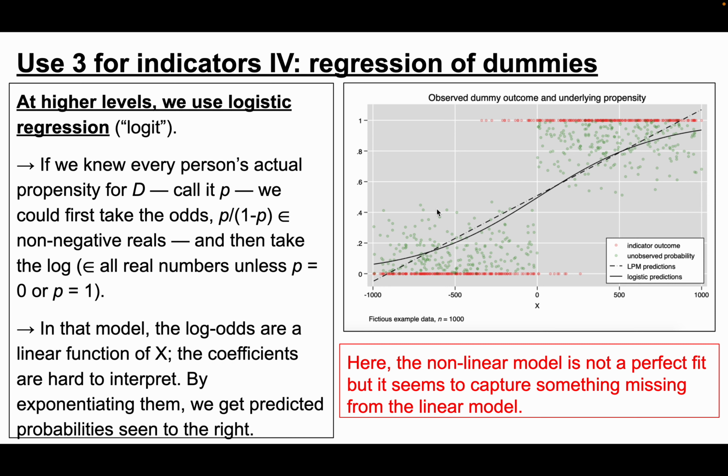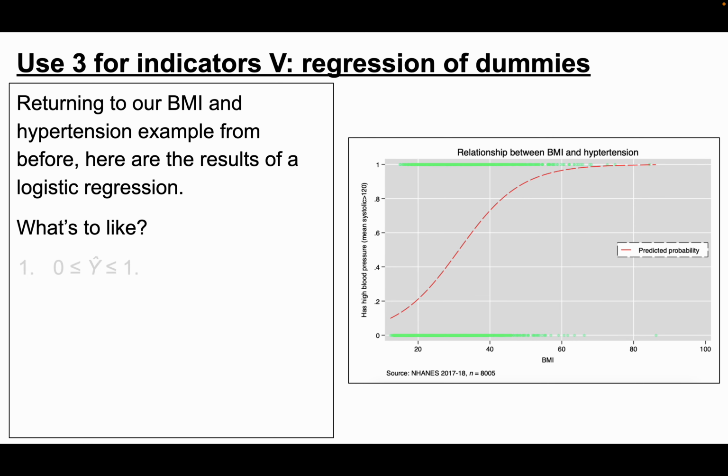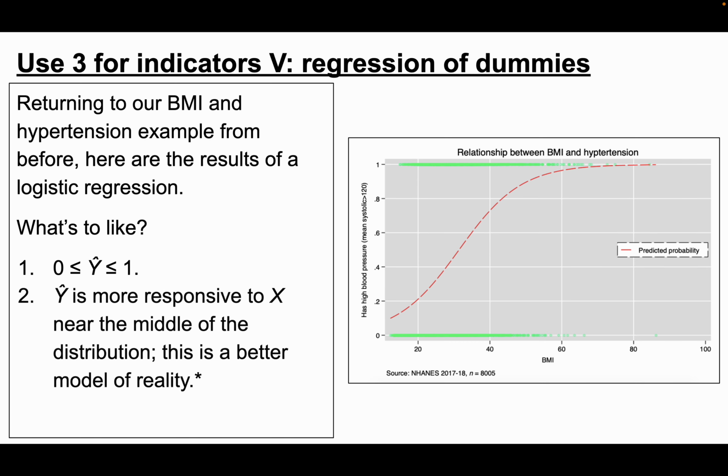So this nonlinear model isn't a perfect fit, but it does seem to capture something missing from our underlying linear model. And you can come back to our previous example here and see that the thing to like from this predicted probability is that it can't be greater than 1 or less than 0. And y hat, pardon me, the predictions are more responsive to x in the middle of the distribution, and this is probably a better model of reality, right?